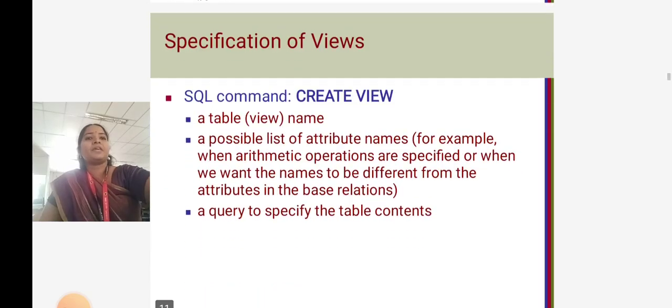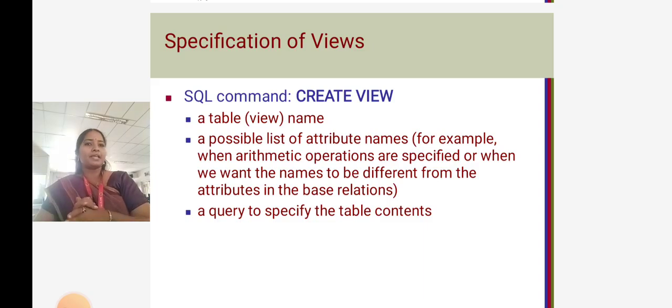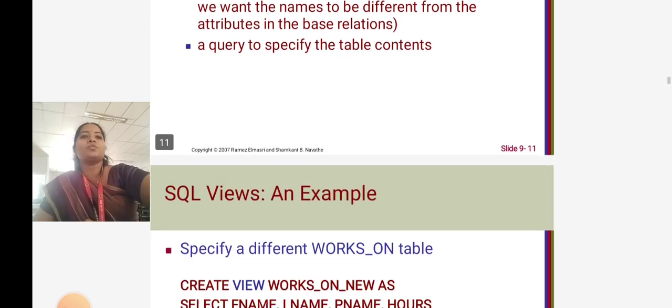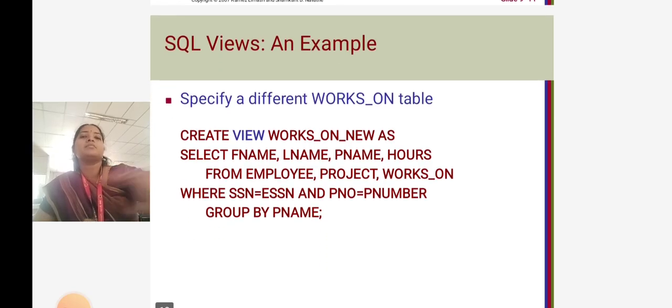Specification of views. The SQL command is CREATE VIEW, followed by a table name, that is a view name, and a possible list of attribute names, for example when arithmetic operations are specified or when we want the names to be different from the attributes in the base relations. A query to specify the table contents follows. From this, the view of a table will be specified.